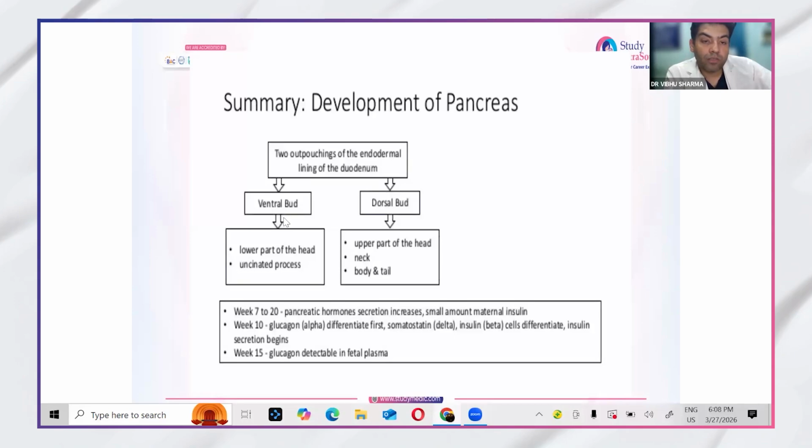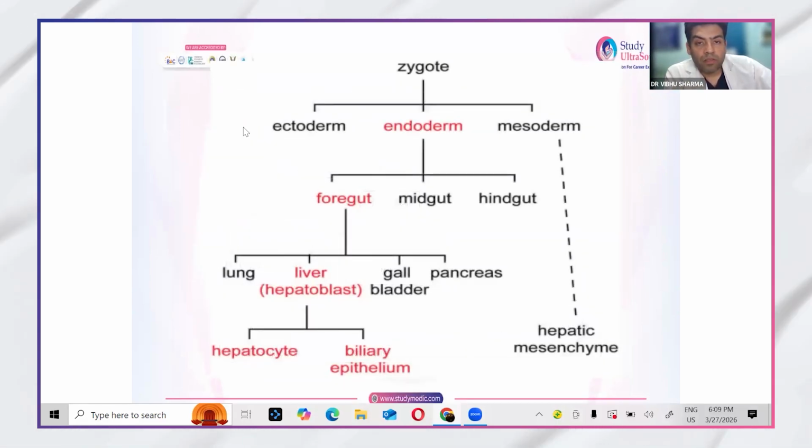There are two outpouchings, ventral and dorsal. The ventral one forms the lower part of the head of pancreas and the uncinate process, whereas the dorsal part forms the upper part of the head, neck, body and tail. From week 7 to 20, the secretions and various hormones are developing, the cells develop. And by week 15, these are well there and the functioning of the pancreas starts.